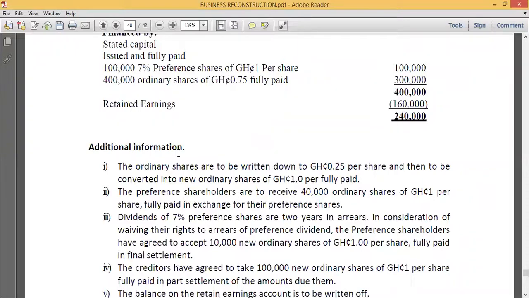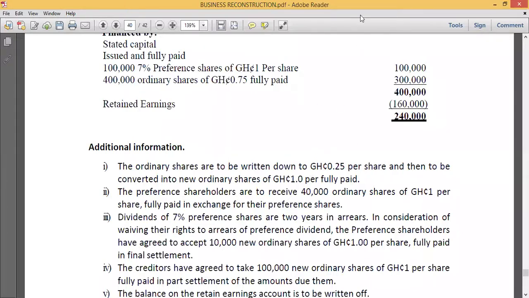Now look at how we are going to solve this. The ordinary shares, how many shares are they in position? They have 400,000 ordinary shares. Good. And then valued at what? 75 pesos. And now we have to reduce the 75 pesos to that of 25. So the company will gain, meanwhile the shareholders will lose. Good. So that is it.